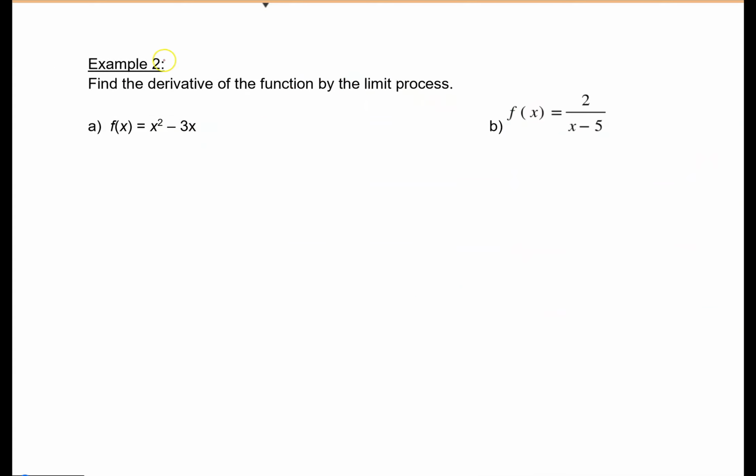Now, example 2, I would say, is the crux of this video, where we are actually going to use the limit process to go ahead and find the derivative. So we are wanting to find f prime of x, but we're going to use the limit process in this video to do that. So a couple of things. Those of you that had pre-calc honors, I know you've learned the derivative rules, but you're not allowed to use them in this section. You have to use the limit process to find your derivative. Don't worry, we'll get to derivative rules soon enough.